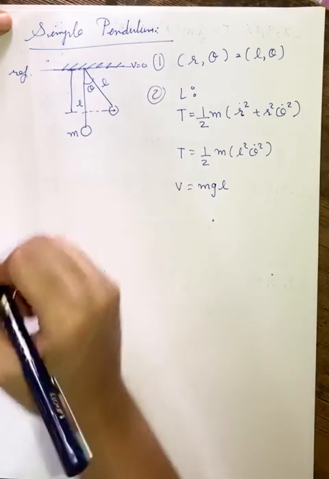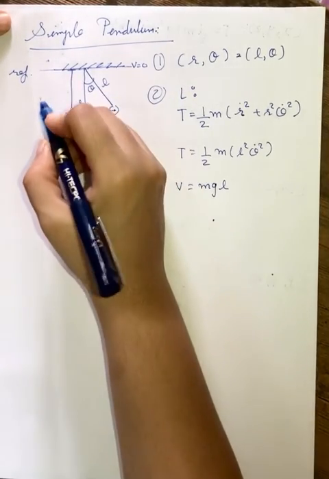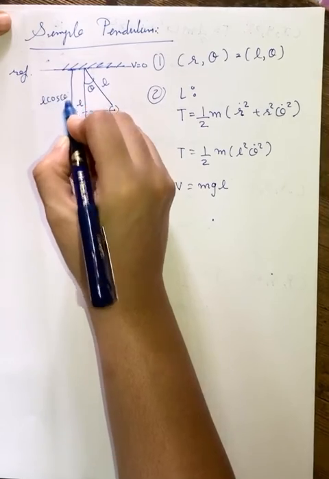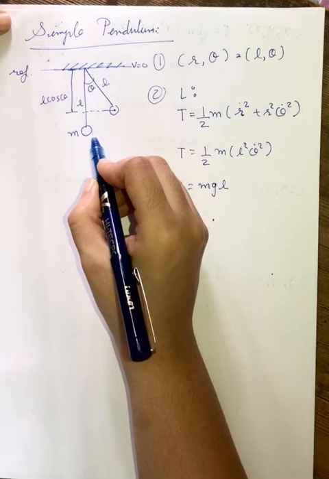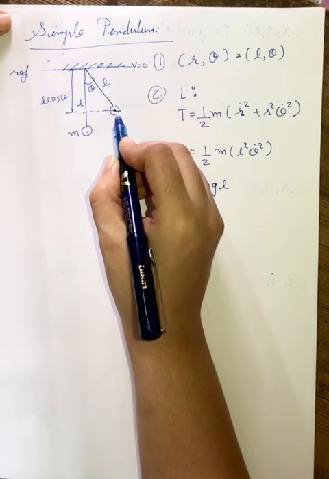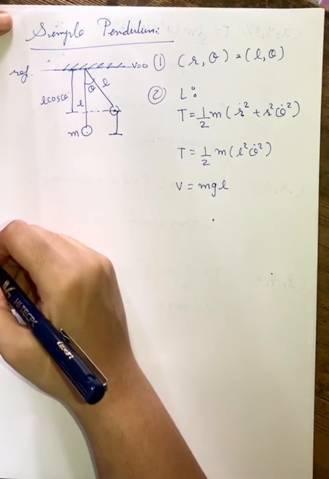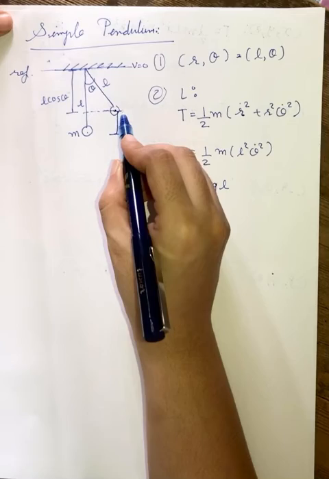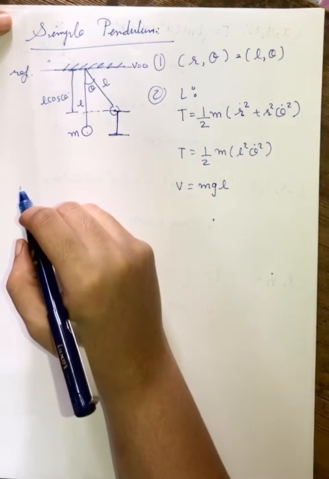So it is less than L. And this component is, as you know, L cos theta. So it has raised from this point to this point. In terms of height, it has raised this much distance. So we have to find the potential difference for this particular case.